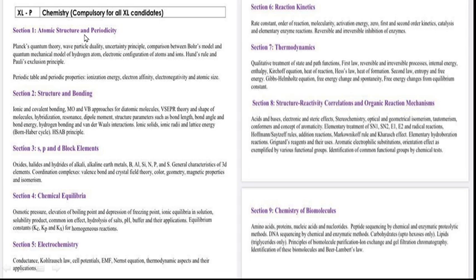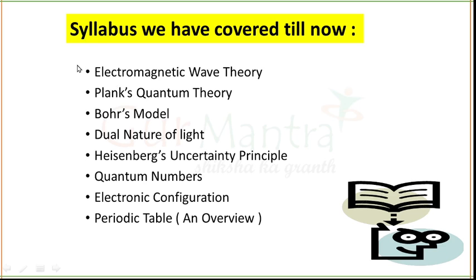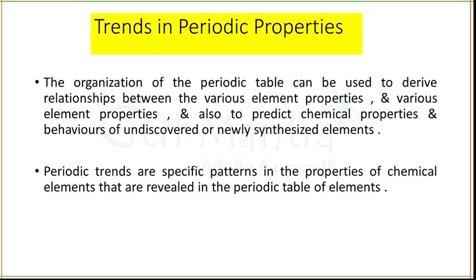So guys, this is our chemistry syllabus for the GATE exam. This is our section 1 named atomic structure and periodicity. In previous lectures, we have completed atomic structure, and in this lecture, I am going to explain the trends in periodic properties. So basically, till now we have covered these topics, and in this lecture, we are going to start the trends.